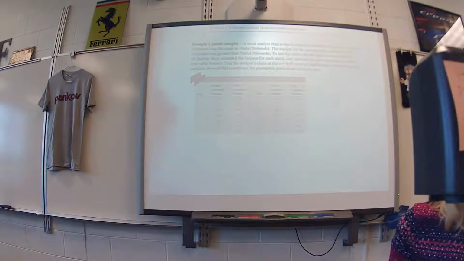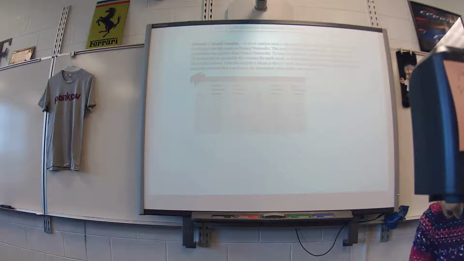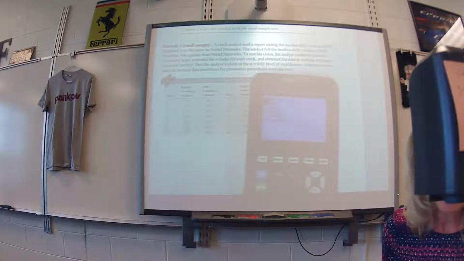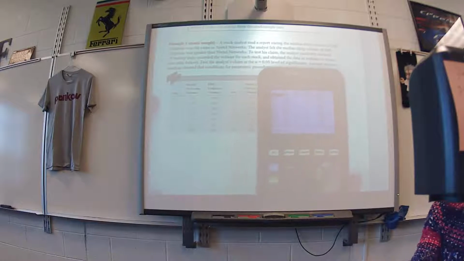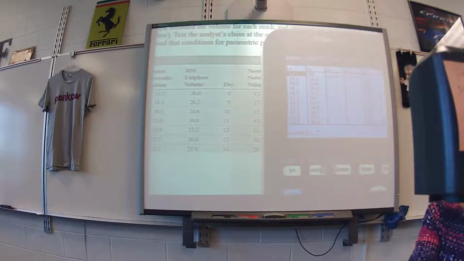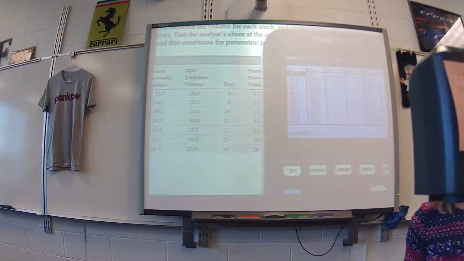Okay, so how I do this, and I forgot to bring my calculators over. If you want to enter the data in your calculator, you can. If you want to just watch me, that's fine. I already have it pre-entered to save us some time. I'll do this on my 84. I have the data in columns 1 and 2 for Nortel and JDS.